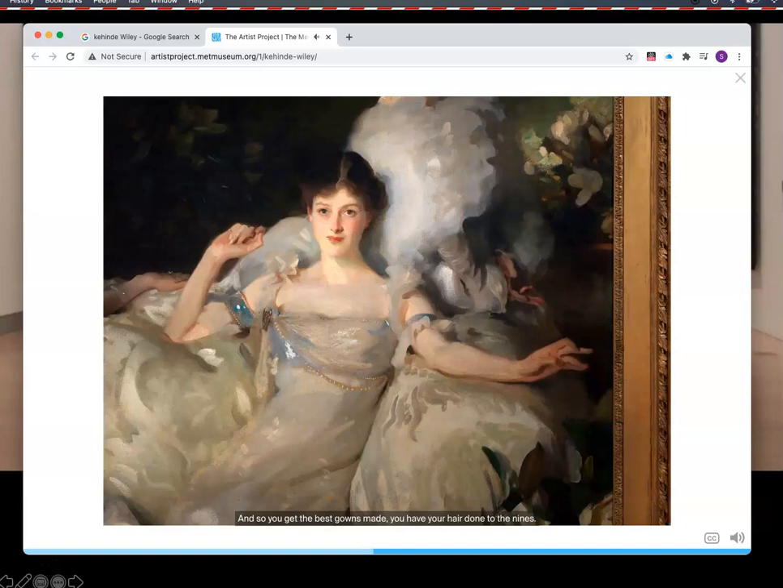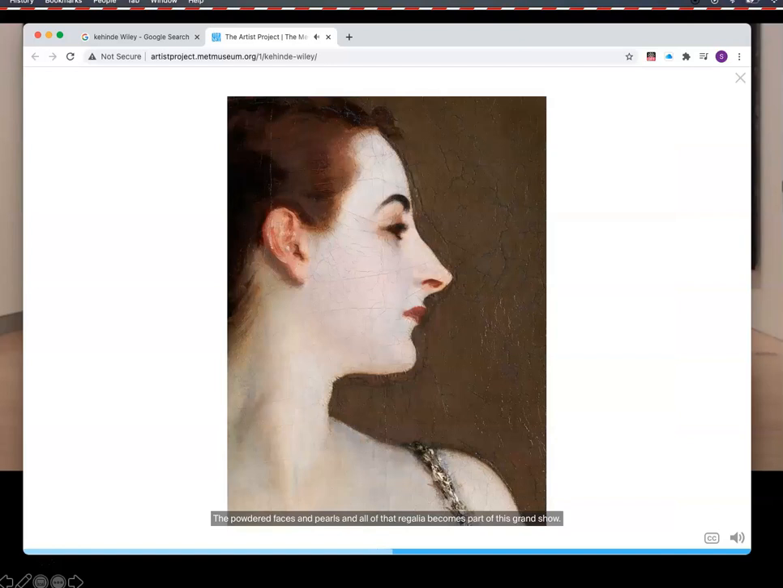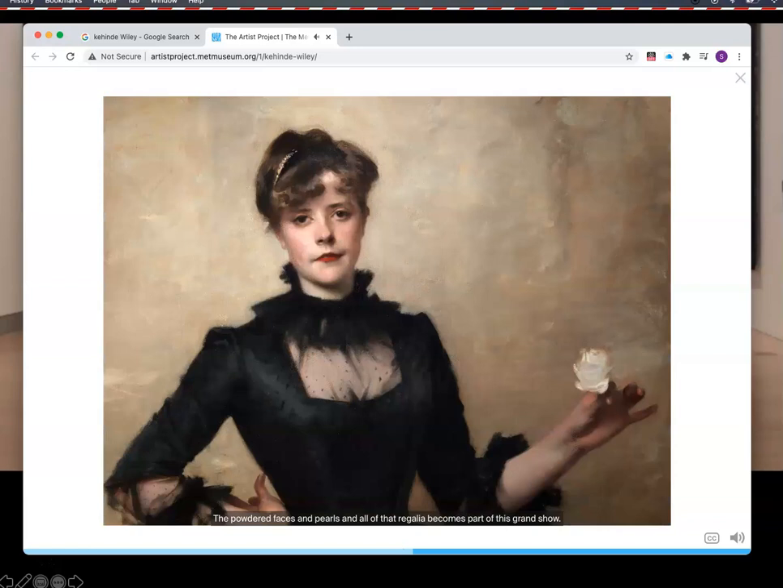All of these paintings were incredibly important social occasions. And so you get the best gowns made. You have your hair done to the nines. Powdered faces and pearls and all of that regalia becomes part of this grand show. These people have been preparing their entire lives for this moment.